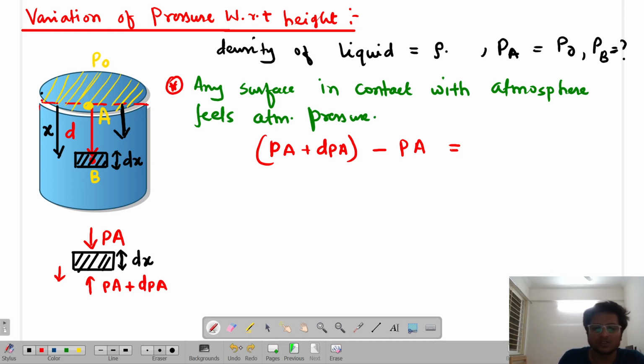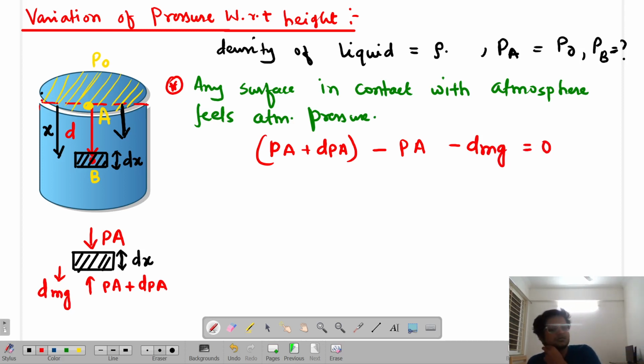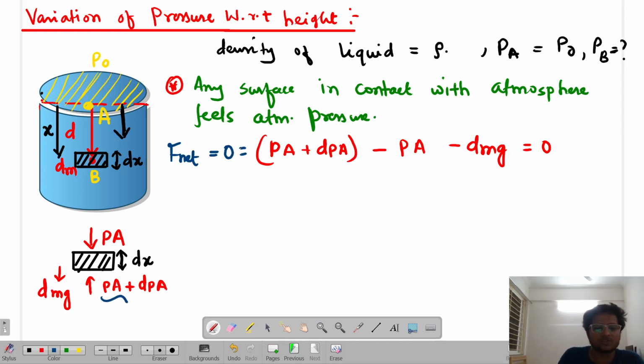must be equal to minus, sorry, I forgot one thing. Minus PA. The weight is also there, no? Minus dm into gravity g must be equal to how much? 0. I'm not considering excess pressure over here. I'm just writing the force equation. We know that this element is not moving, so net force is equal to 0. So this implies the upward force minus downward force is equal to 0. Is that clear or not?